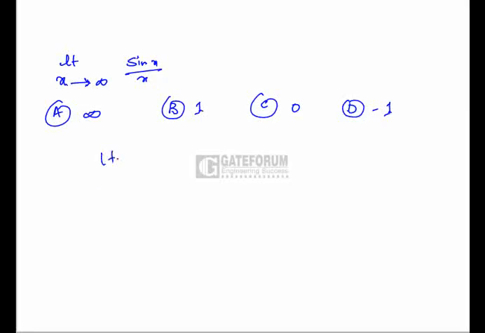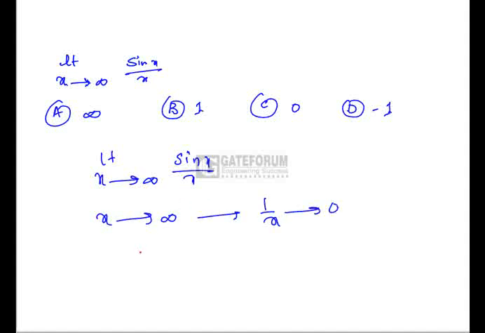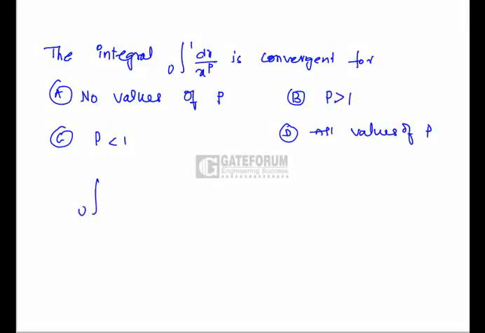To find the value of the limit sin x by x as x is tending to infinity. Now, as x is tending to infinity, we know that 1 by x tends to 0. Hence, sin x by x also tends to 0. That is option C.